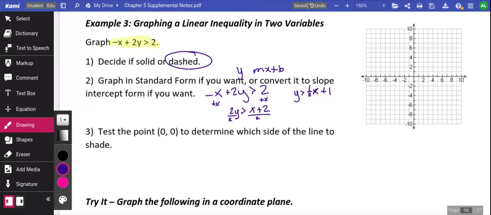Awesome. I know this is a dashed line. I know my y-intercept is 1, and my slope is 1/2. So that's going to be up 1 over 2. So I'm going to draw a couple points here. It may not be the most exact line, and this is kind of hard on the computer screen. And then I'm going to make this into a dashed line. And again, I'm working on my computer screen, so it may not be perfect, but I'm going to do my best here.